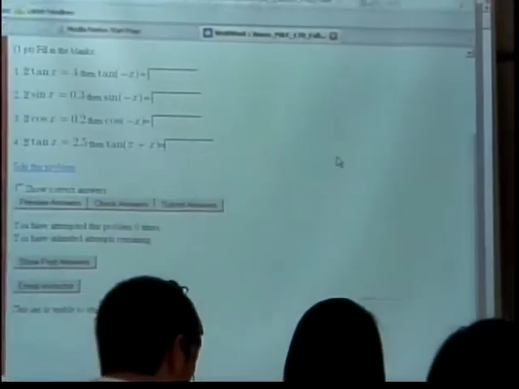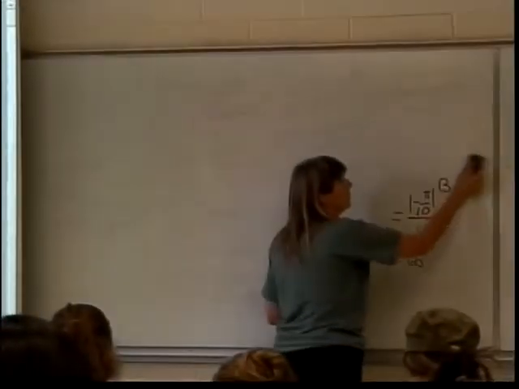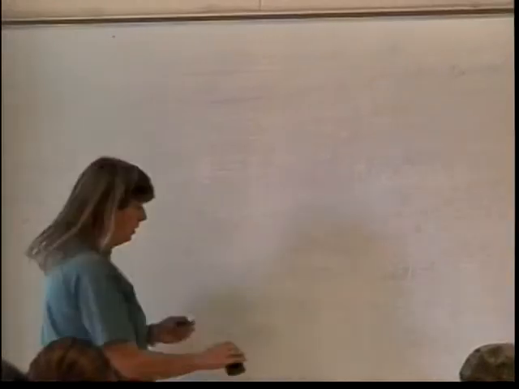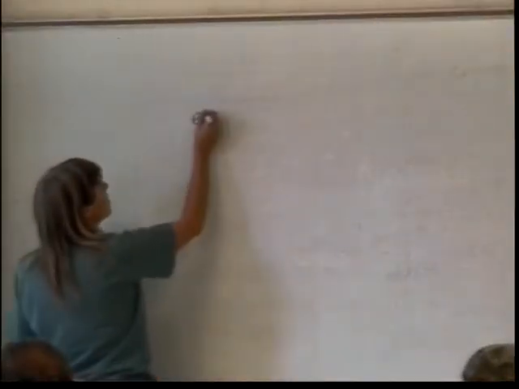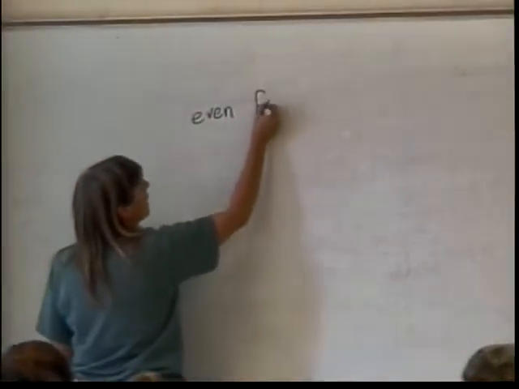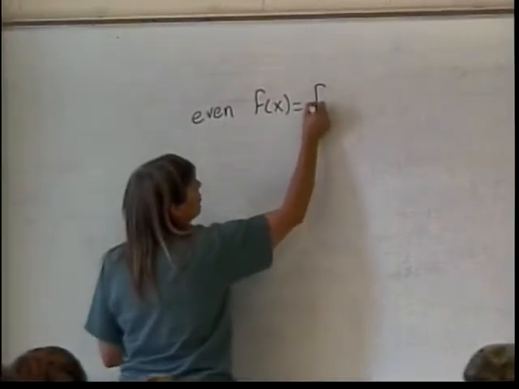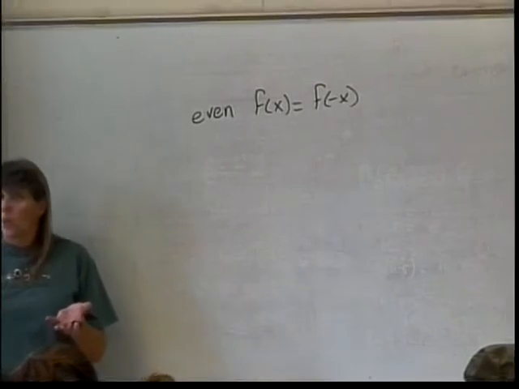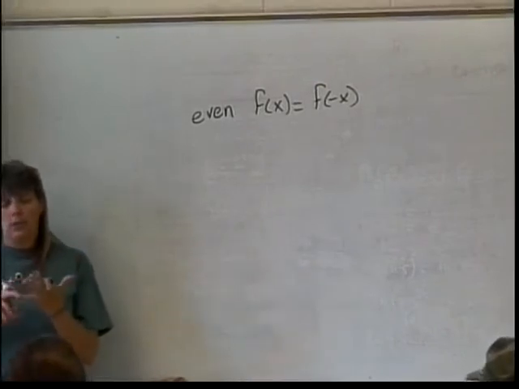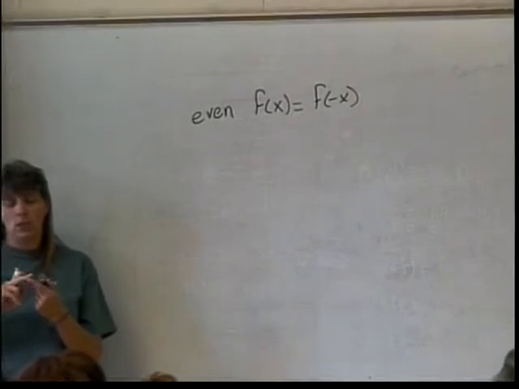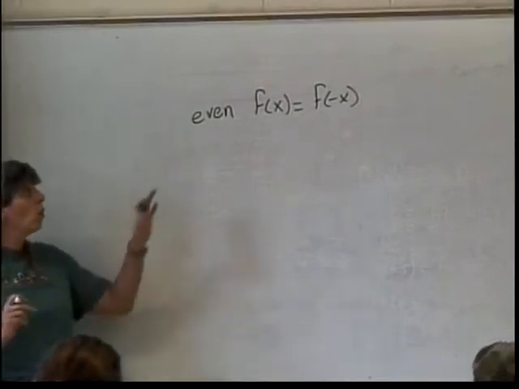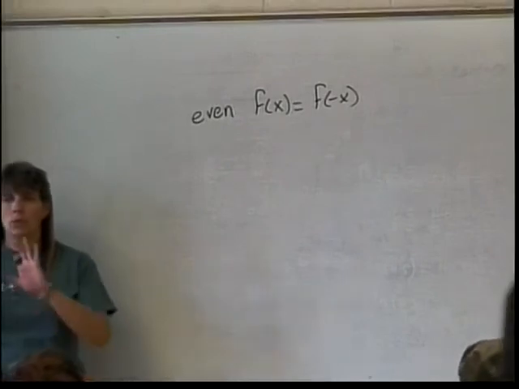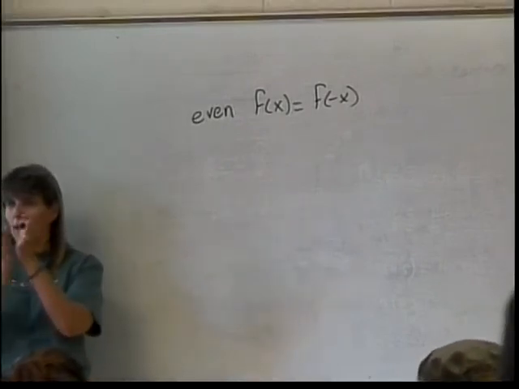Functions. What do we know about even functions? What can you tell me in terms of the graph? Yeah, so for even functions, f of x equals f of negative x. Remembering the graphs of the sine, cosine, tangent, cotangent, secant, and cosecant, which ones were even? In other words, if you folded them over the y-axis, they would match up.